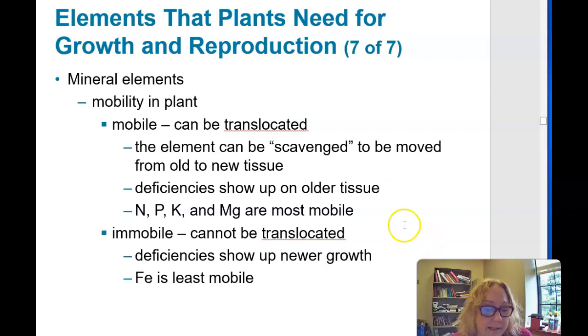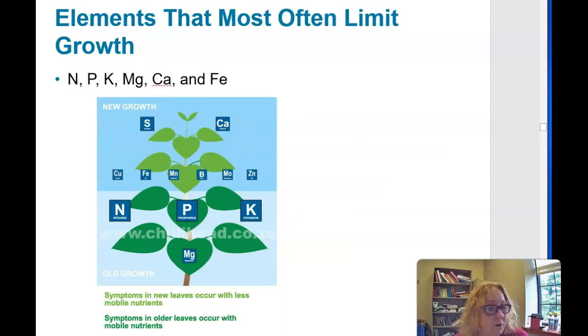Nitrogen, phosphorus, potassium, and magnesium are the most mobile, so you will see those deficiencies definitely in the old growth. Iron is the least mobile, so the deficiencies will show up in newer growth because the old leaves can't sacrifice themselves. It's just another way to pinpoint what the deficiency is and what might be going on. So if you have a deficiency in your new growth, it's probably an immobile nutrient, such as iron.